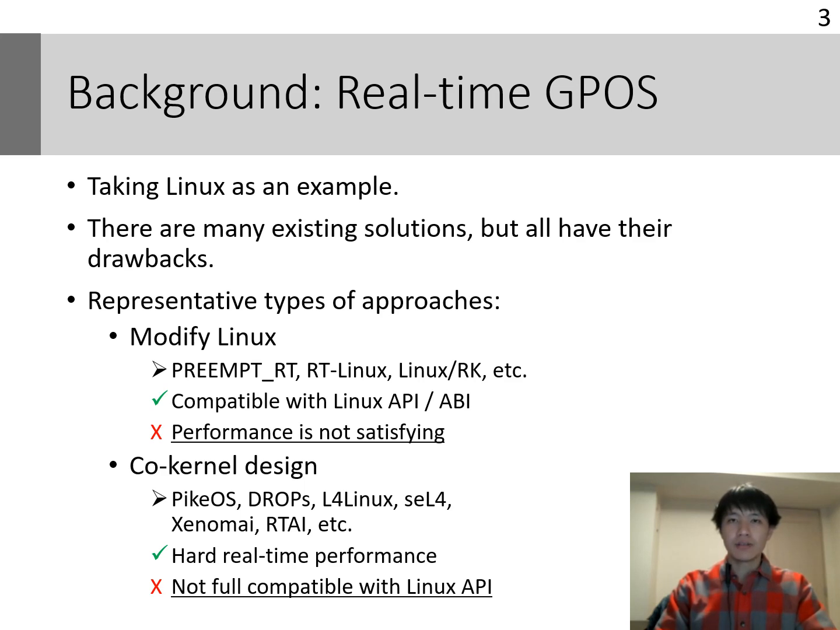On the other hand is the co-kernel design. This includes the L4-based solutions and Xenomai, similarly RTAI. They deliver hard real-time performance but have the weakness of lacking full support for the Linux API, therefore programming and accessing Linux features are very difficult. It is not always possible to use the Linux binaries because they are not fully compatible with Linux.